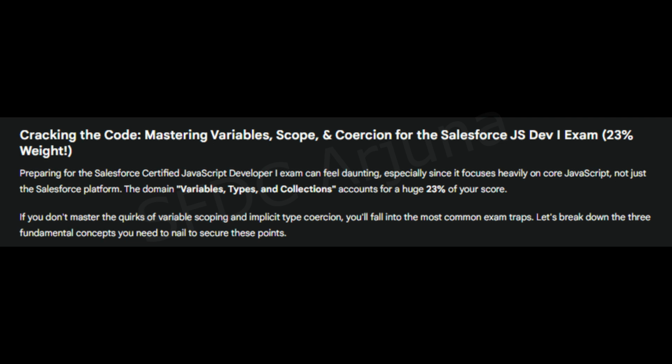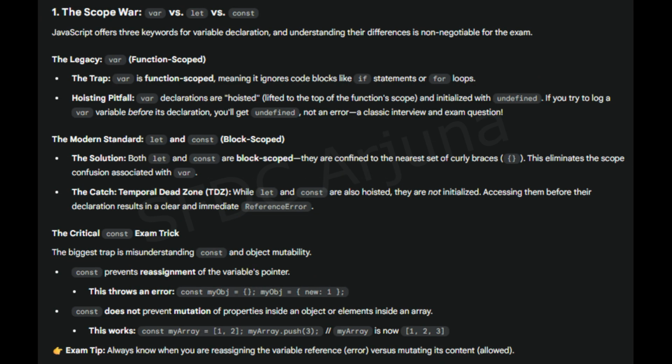Makes sense. Let's jump into that first one then, the scope war. Starting with, well, the old way, var. Why all the fuss? Why did we even need let and const? Yeah, var had some quirks. The biggest trap is that it's function scoped. It doesn't really care about blocks like if statements or for loops, only functions. So it just ignores the curly braces unless it's a function. Pretty much. And then there's hoisting.